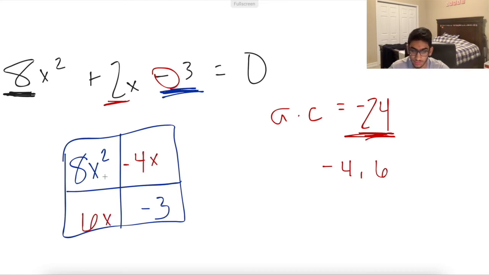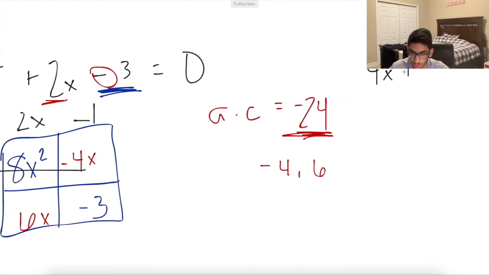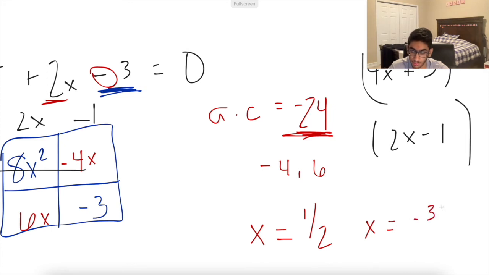Now find the GCF of each row and column. For this one it would be 4x, this one would be 2x, this one would be -1, and this one would be 3. So here are our factors: 4x plus 3 and 2x minus 1. That's our factored form. If you want to solve, set them both equal to 0, and once you solve that, you get x equals 1/2 and x equals negative 3/4. So this right here is our answer.